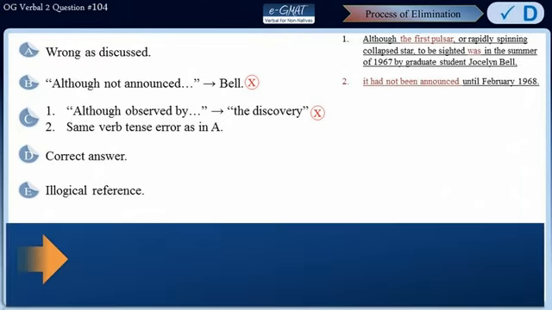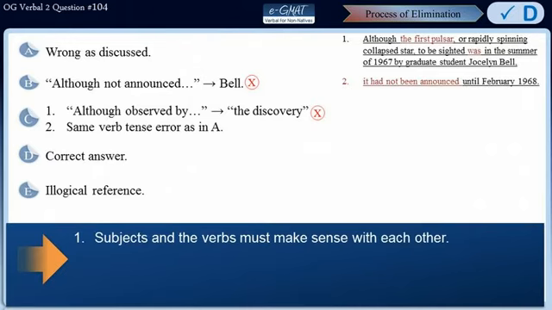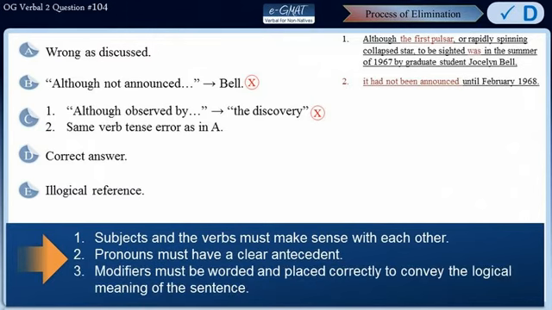This brings us to the takeaway messages. Subjects and the verbs must always make sense with each other. All the pronouns in a sentence must have a clear antecedent. Also, the modifiers must be worded and also placed correctly to convey the intended logical meaning of the sentence.